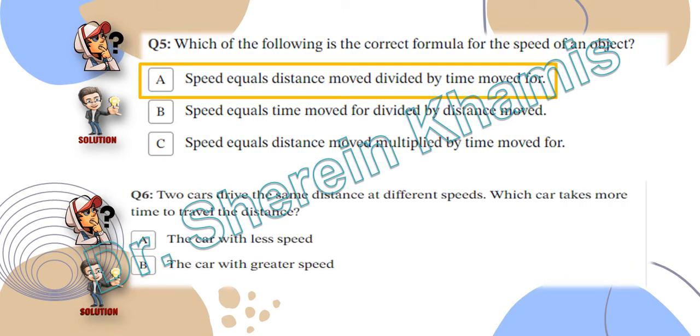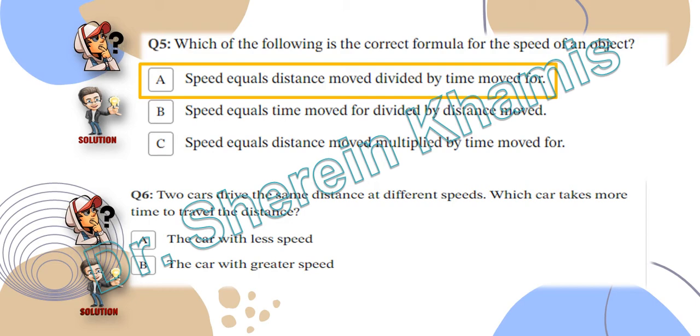Question 6 says that two cars drive the same distance at different speeds. They move the same distance, but they have different speeds. Which car takes more time to travel the distance? Which car takes more time?